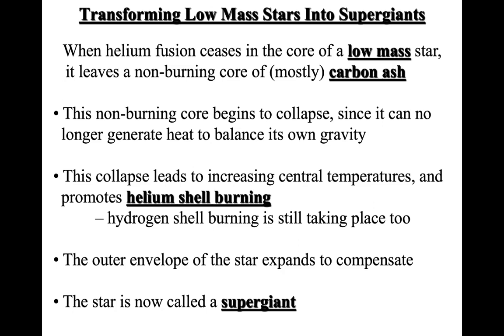Which means due to gravity, the star will begin to collapse again, right? Because there is no heat being generated at the central region to balance the gravity which collapses the star towards the central region. But this collapse actually leads to increasing central temperatures. When the outer material collapses towards the inner region, it will increase the central temperature, but this temperature will not be enough to make heavy metals other than carbon.